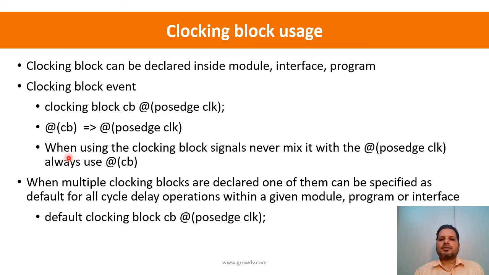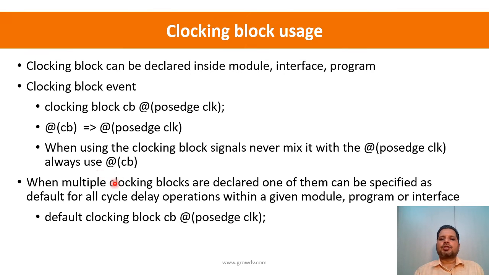But the point is we should never mix the direct usage of the clocking event with @CB. So if you are accessing any of the information using a clocking block, and if you want to delay for a few clocks, it's always advisable to use @CB, because if you mix these two, there is a scheduling region difference and that can cause some issues. So we should not mix these two.